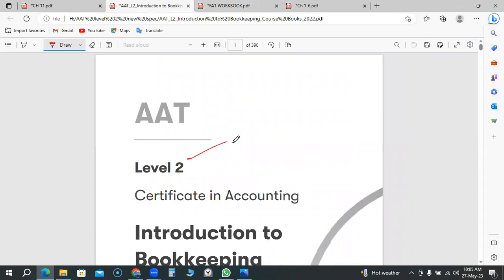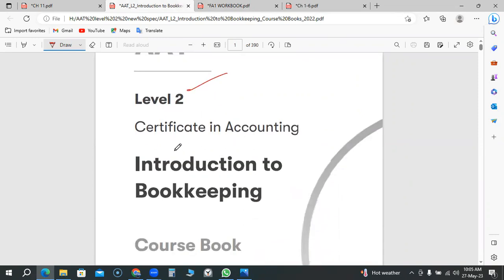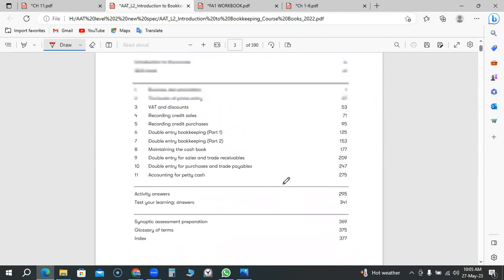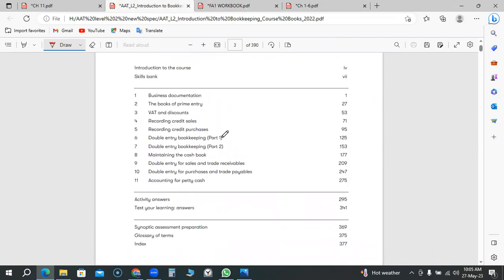There are a couple of popular courses. The first course is bookkeeping, introduction to bookkeeping, and in this particular course, chapter number 5 or 6 indeed, is double entry bookkeeping. That's what we're going to talk about. You can get your doubts clarified with me.